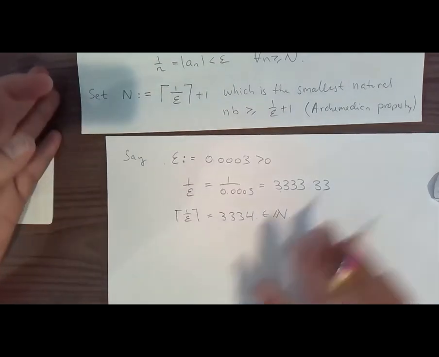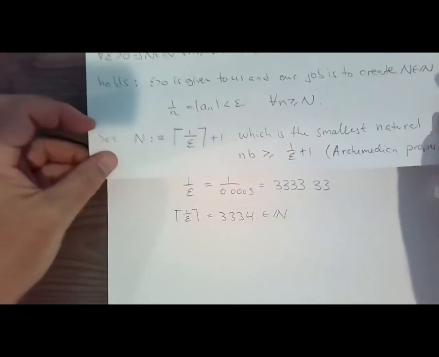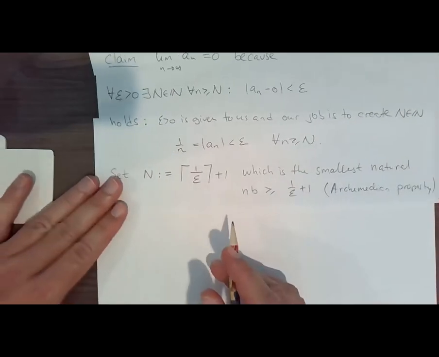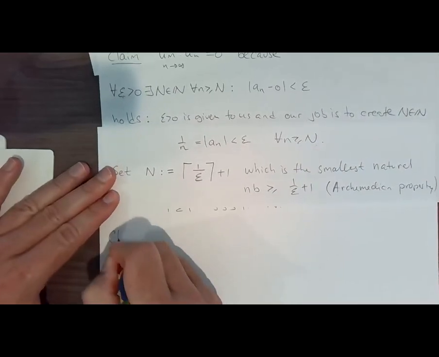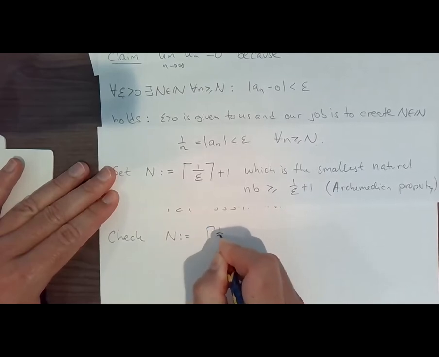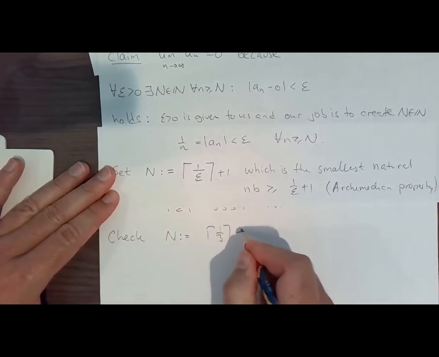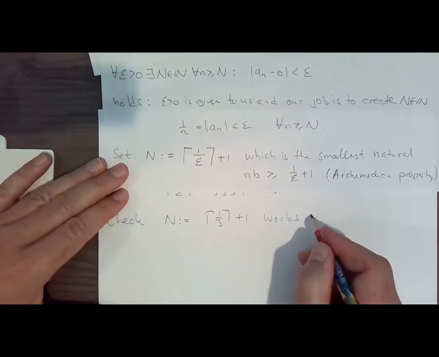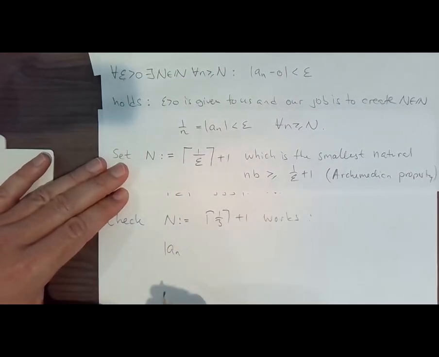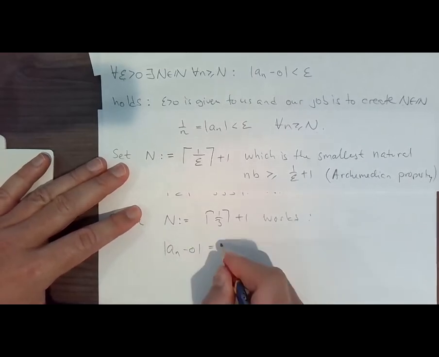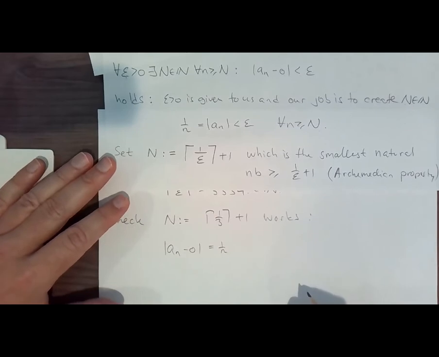Okay, so now I'll go back to the general case. This is my natural number, and we just need to check now that this n here indeed works. So let's check that n being just 1 over epsilon plus 1 works. How will we do it? Well, we look at the difference. An minus the 0, this was equal to 1 over n.